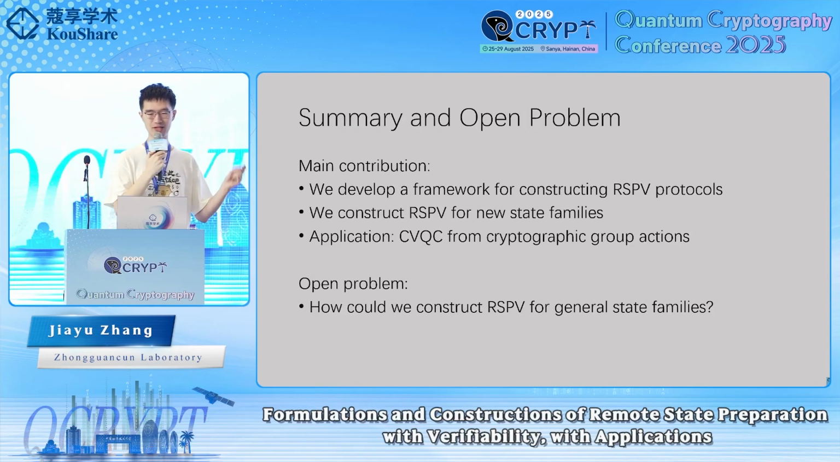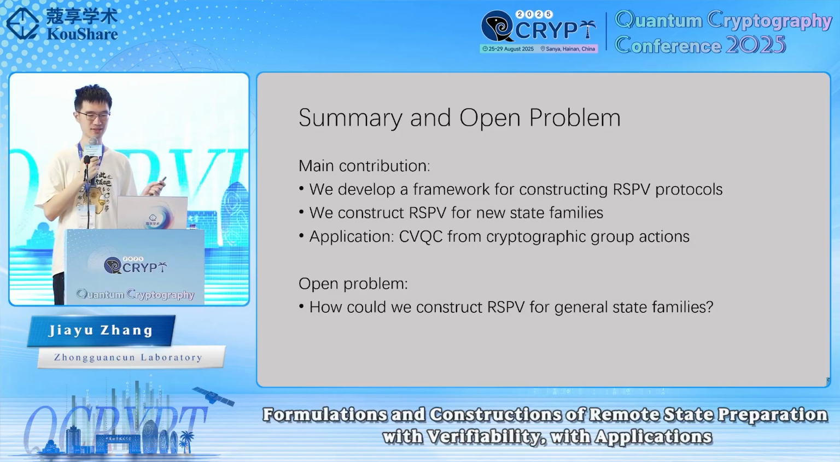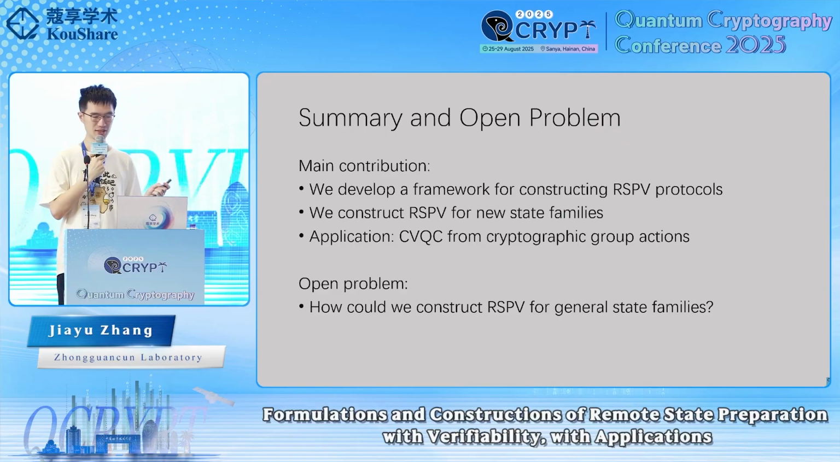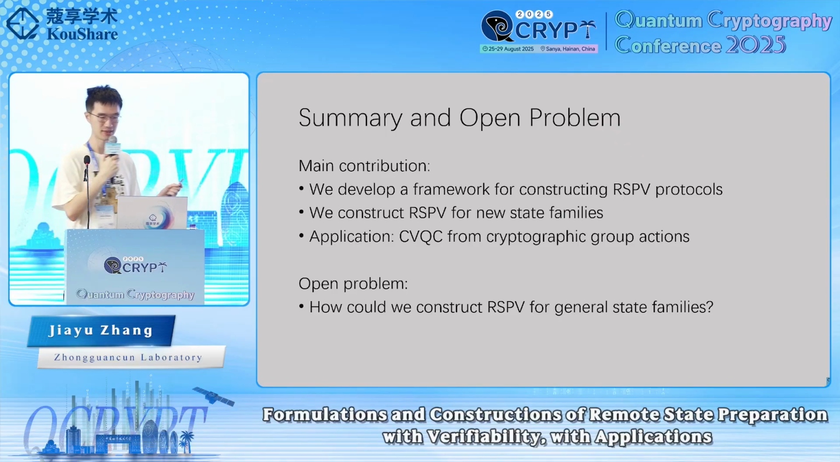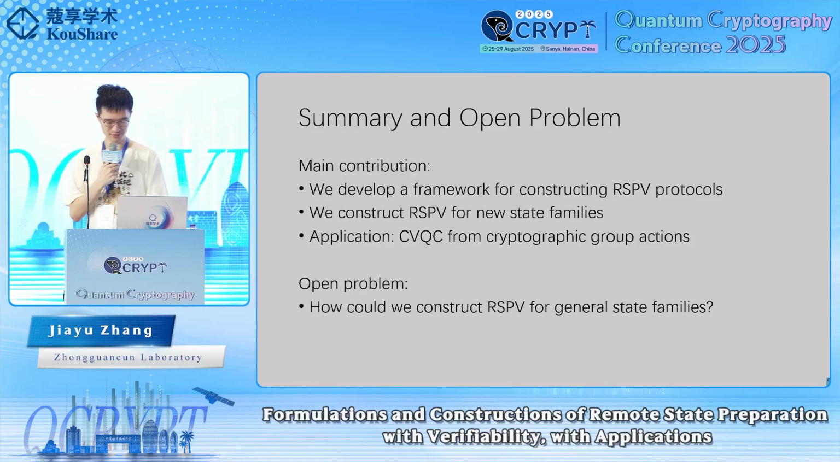So in summary, we developed a framework for constructing RSPV protocols. We construct RSPV for new state families and recover existing results in a more modular way. And as an application, we construct CVQC from cryptographic group actions. And there's an interesting open problem, which is how could we construct RSPV for general state families? Thank you very much.